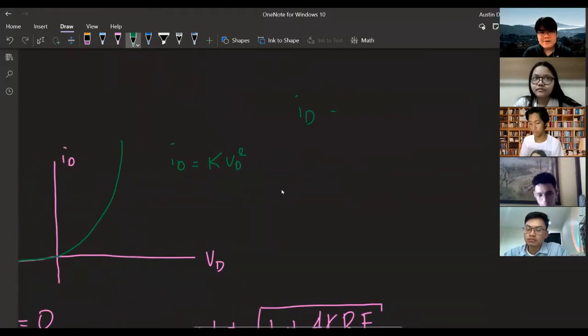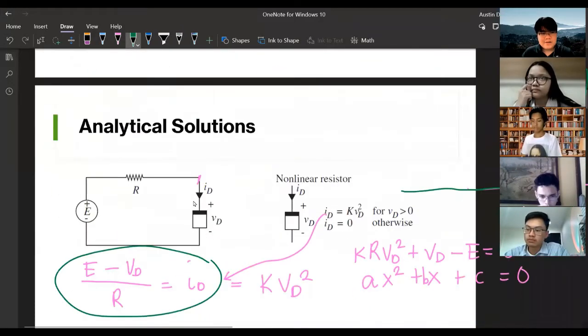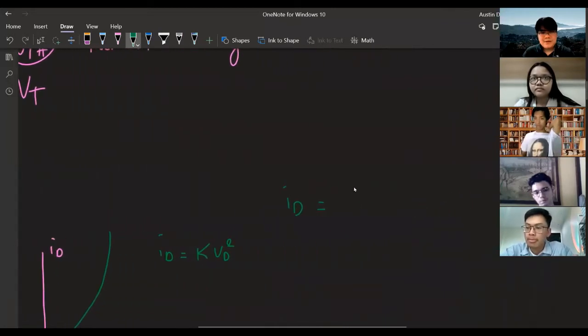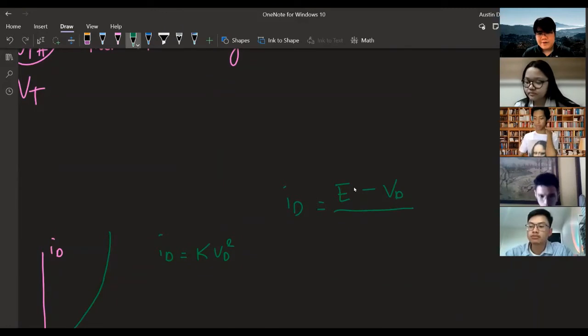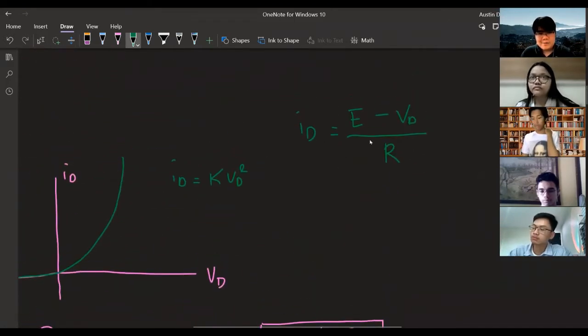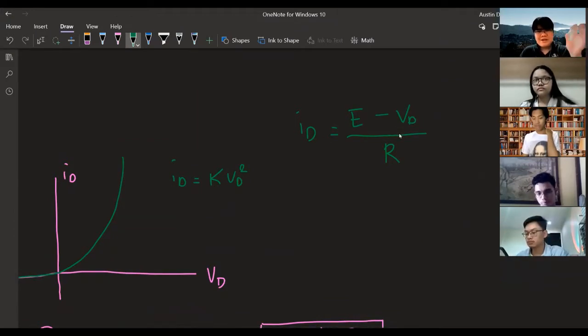ID is also equal to, ano nakalagay doon? E minus VD over R. R is a constant, E is a constant. Therefore, this equation is linear. Okay? So, i-plot lang din natin to. Tingnan natin kung ano yung mga mangyayari. Okay, paano ka magpa-plot ng mga ganito? I-zero mo lang yung mga variables mo muna, no? Tapos alam mo namang linear siya. So, connect the dots na lang.